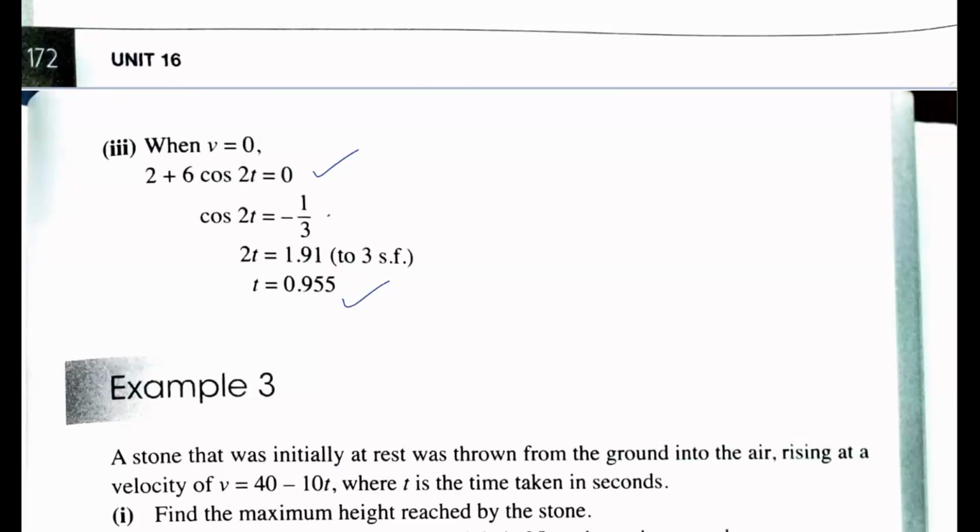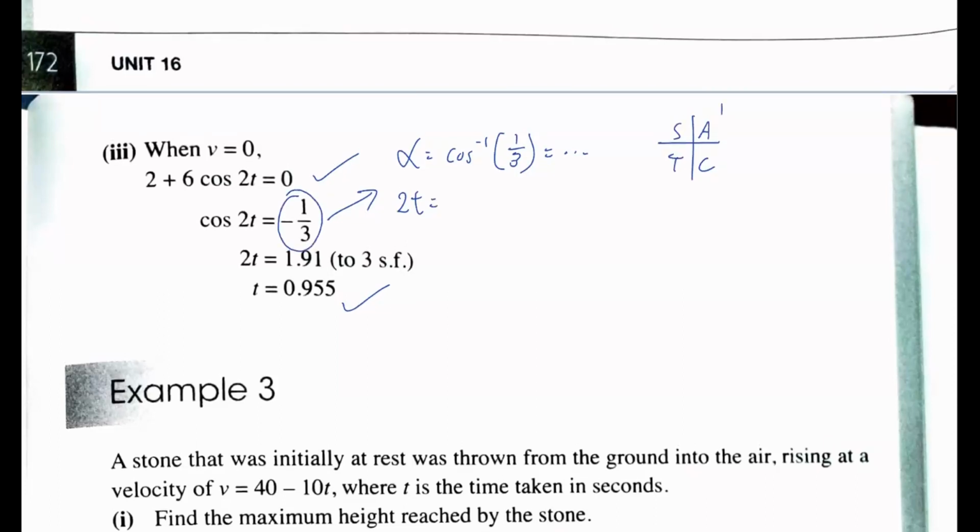Here, they skip a step. When cosine something is negative, first step is to find the alpha first. So alpha will be cosine inverse of just positive 1/3. Ignore the minus. So you get some decimals. Then from there, you try to solve for the 2t angle. If it's negative, ASTC tells you which 2 quadrants. Cosine 2t is negative, so which 2 quadrants? It is the second and third one. So whatever was the alpha, you take pi minus the alpha, or for 2t, you take pi plus the alpha.